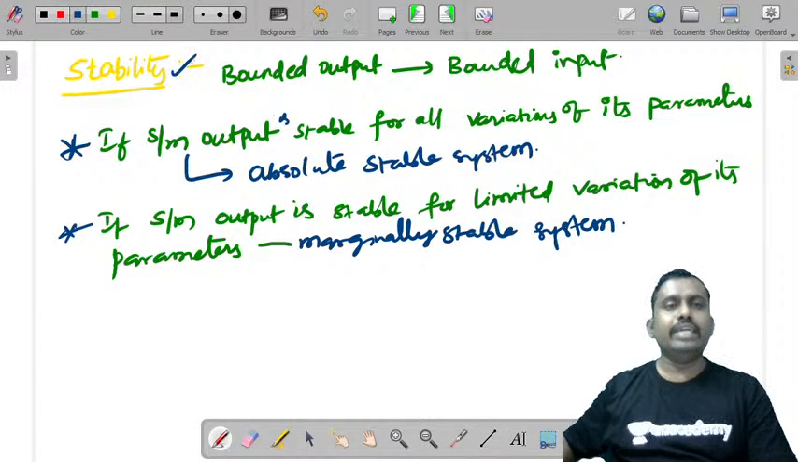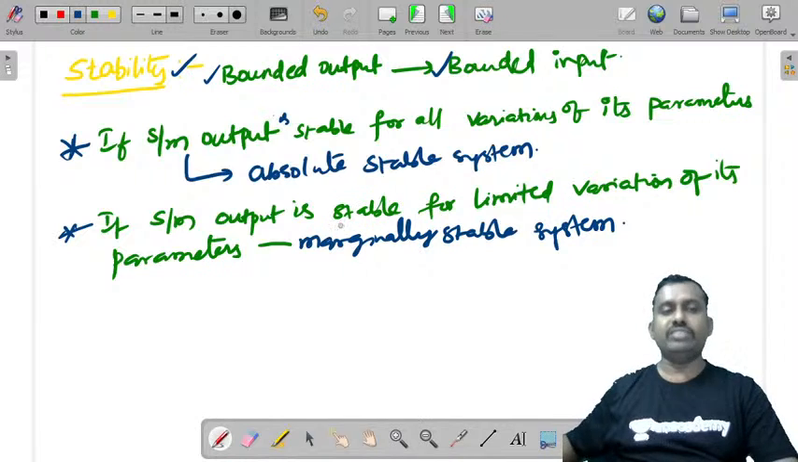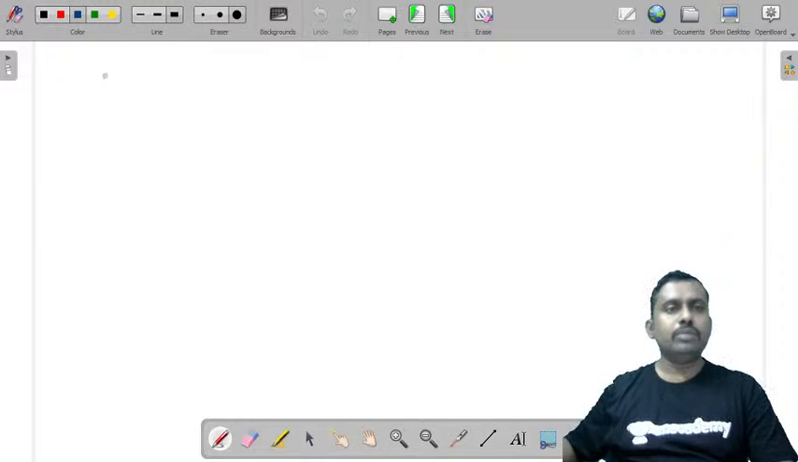So, a system is said to be stable if its input is bounded and its output is bounded for a given input. An absolutely stable system is one whose output is stable for all the variations of its parameters. And a marginally stable system is one whose output is stable for a limited variation of its parameters. Now, let me tell you about impulse response. Then we'll see.